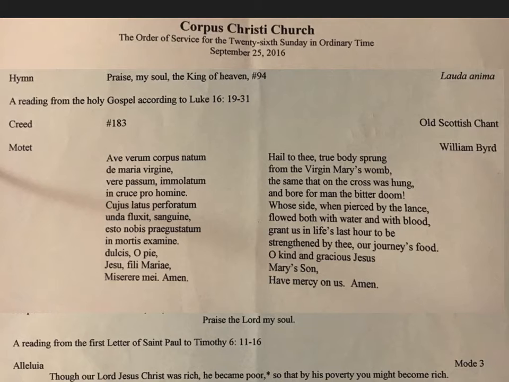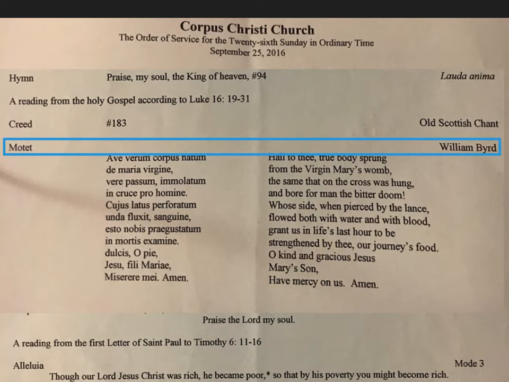So on the left side, you'll see where it says Motet. It's not really a part of the Mass, but let's go with that, okay? And then on the far right side, you'll see William Byrd. Again, another very important composer for our class. He's the last great Catholic composer from England, William Byrd.